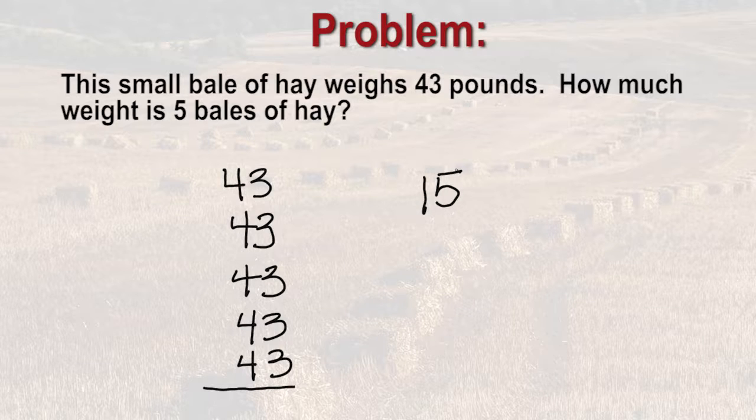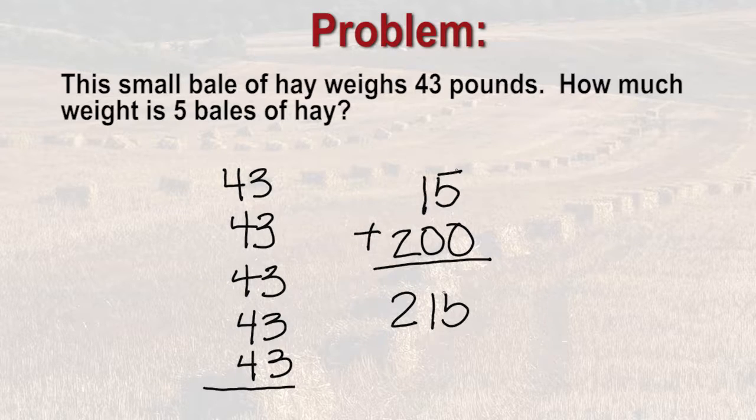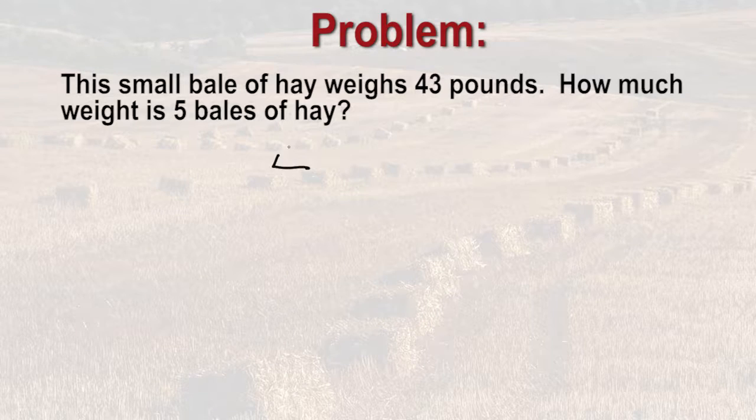Now, if I compute 5 times the value in the tens column, that would be 5 times 40, which equals 200. If I add 5 groups of 3, or 15, and 5 groups of 40, or 200, my answer is 215 pounds of hay. Let's write what we did with equations. Our problem was 5 times 43. We started by decomposing 43 into tens and ones, or 40 plus 3. Now we need to multiply this by 5.